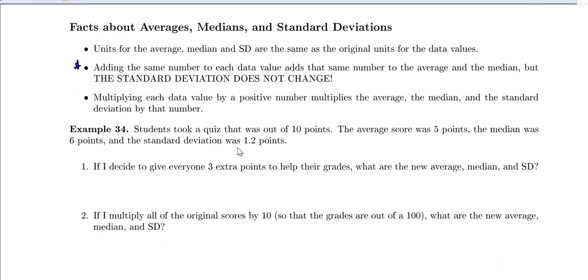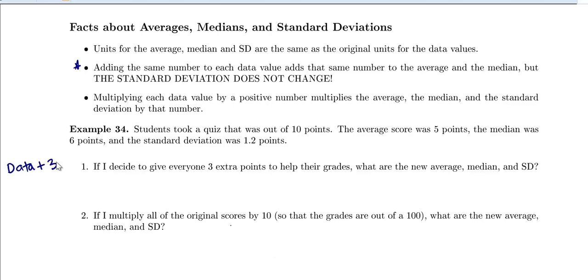So let's practice applying that. In this example, students took a quiz that was out of 10 points. The average score was 5 points, the median was 6 points, and the standard deviation was 1.2 points. If I decide to give everyone 3 extra points to help their grades, what are the new average, median, and SD? So basically, we're just taking our data plus 3.